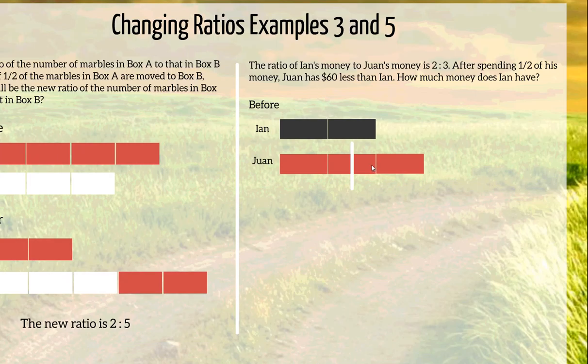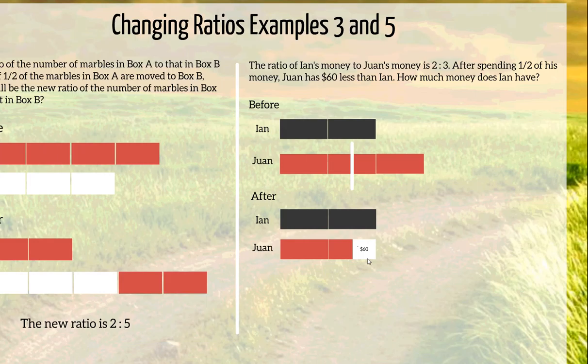And you can see even from this diagram that if I were to drop this portion here, Ian will have more money than Juan. Now, I copy back Ian's share because it remains the same, whereas for Juan, half of it has been spent. And the question says that Juan has $60 less than Ian. So the difference between Ian and Juan's money would be $60.